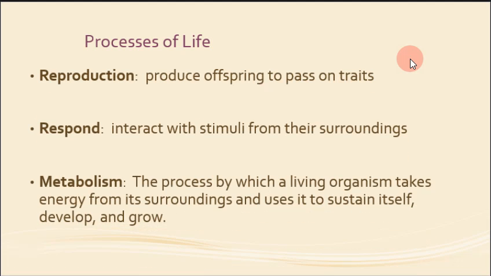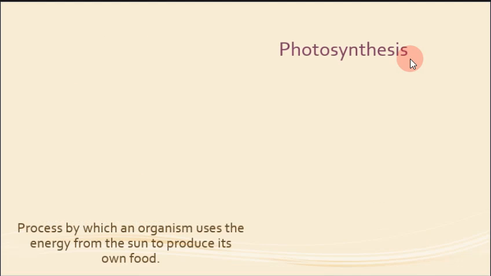All right, so the most important thing here, of course, would be the metabolism part of it, right? Getting and using energy. So today we're going to specifically talk about getting energy from the sun, because that's the basis of all life on the planet, is plants. All right, so photosynthesis is a process by which an organism uses energy from the sun to produce its own food. Energy doesn't magically appear. It has to come from somewhere, and in this case, it's coming from the sun.